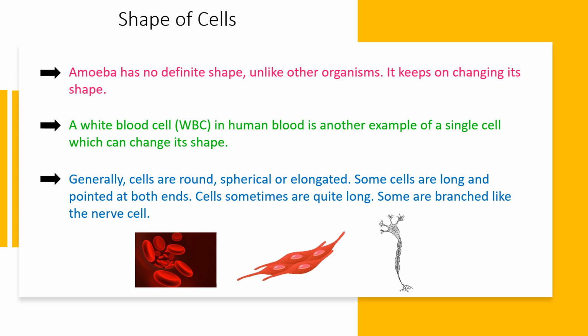In the next picture we have muscle cells. What do muscle cells do? They help in movement through contraction and expansion. So they are thin and long. Nerve cells. What do nerve cells do? They carry messages between different parts of the body to the brain or spinal cord. And hence they are elongated in shape.